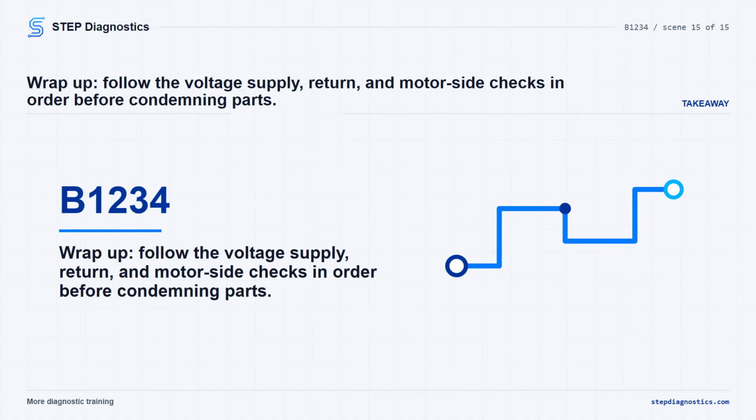The takeaway on B1234 is to work the voltage supply, return, and motor side checks in order. Keep the dual zone and non-dual zone footnotes straight, and do not condemn a part until the circuit path supports it.